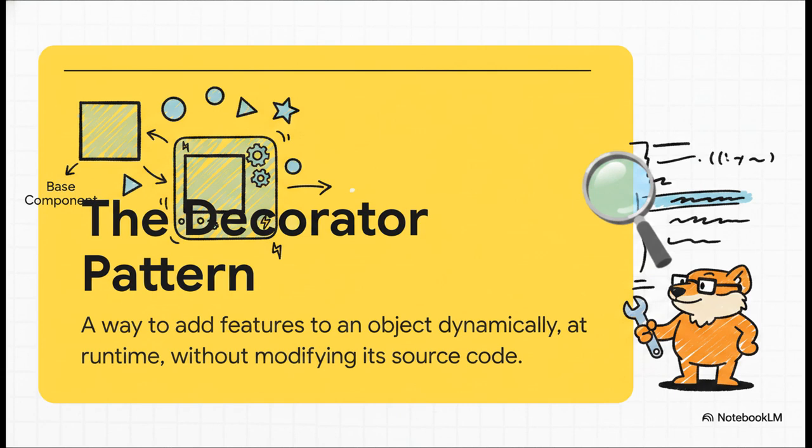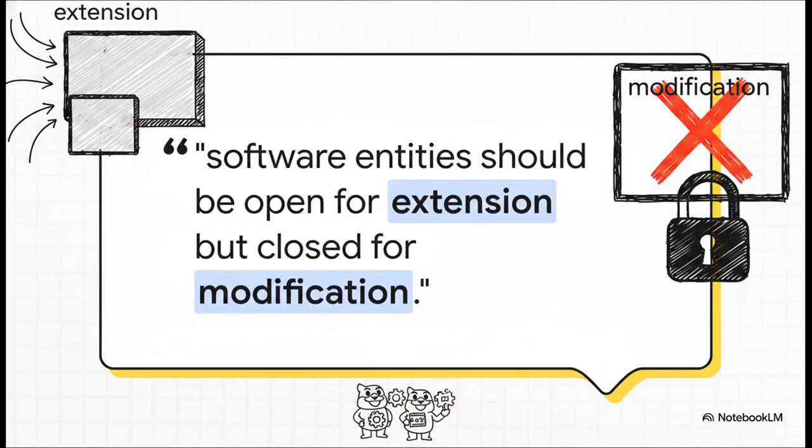So what is it really? The decorator pattern is basically the architect's secret weapon for extending code that you can't or just plain shouldn't modify. Think of it like this. It's a way to attach new responsibilities to an object by putting it inside a special wrapper that handles all the new stuff.